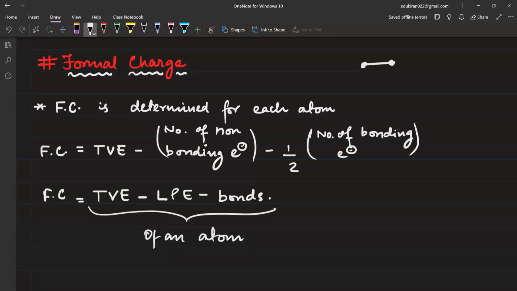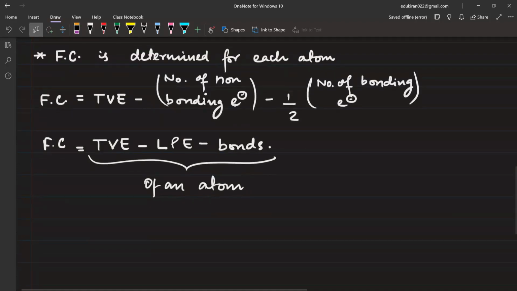Write this down, then we'll see how to calculate the formal charge for each atom. Anyone still writing? Please let me know.